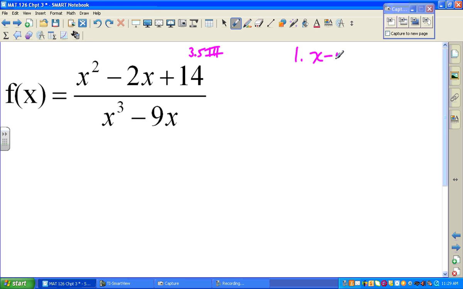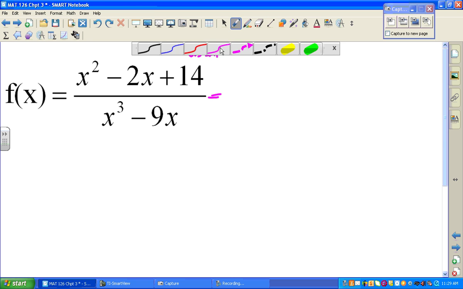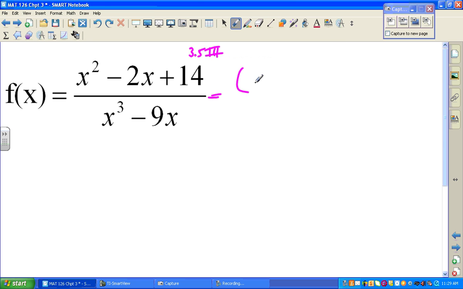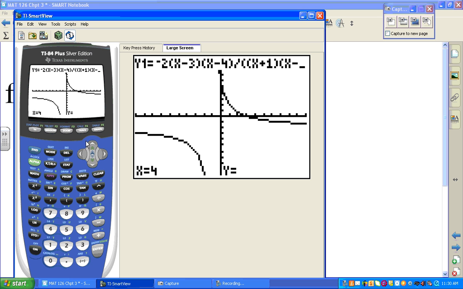First, what is the x-intercept? Usually you get that by graphing or factoring. So in this case, let's try to factor everything. That should be x squared minus 2x plus 14. 2 and 7 doesn't work. I'm tired of playing with it, so I'll just go to the program.